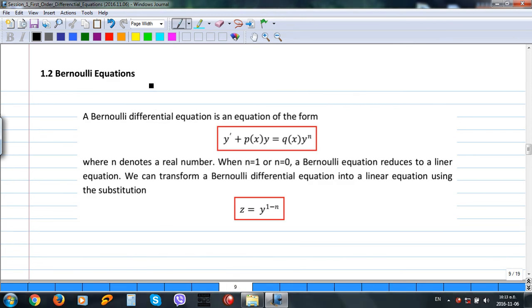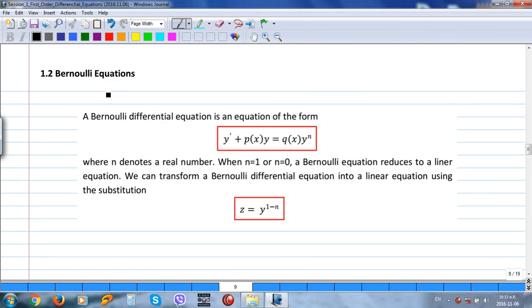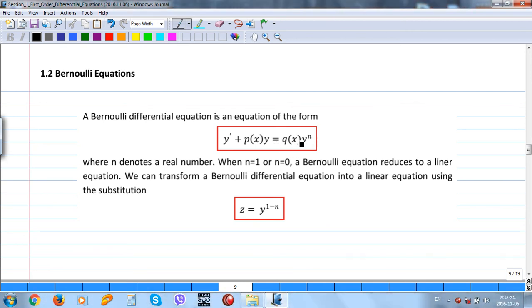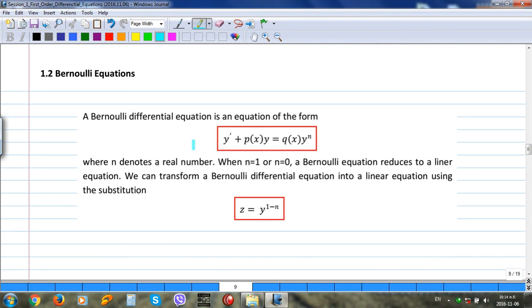Then the next type of equation is the Bernoulli equation. A Bernoulli differential equation is an equation of the form y dash plus p of x y equals, this part is the same as the linear equation, equals q of x times y to the power n, where n denotes a real number.